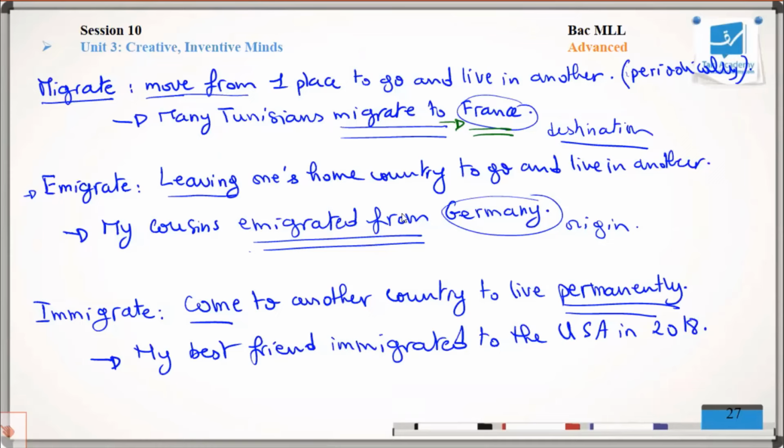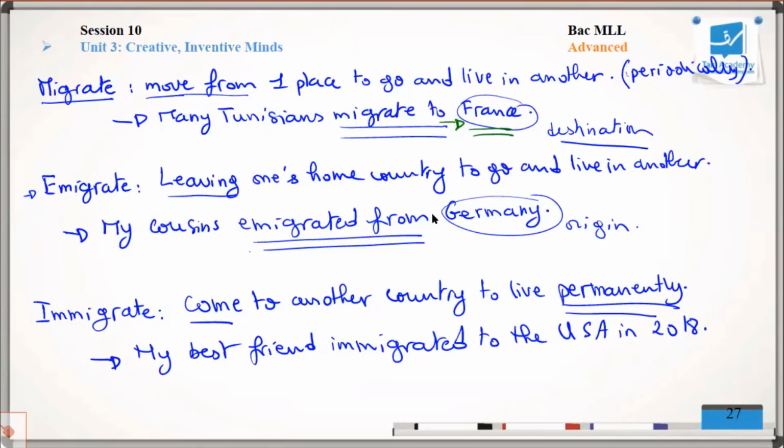Why would they immigrate from Germany? I'm just saying it's just an example. I said they are originally German. You know, we have cousins who were born in different places. Is emigrate periodical? It is not, no. You leave that country and it's not periodical.